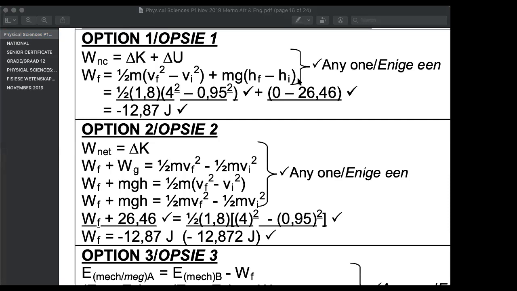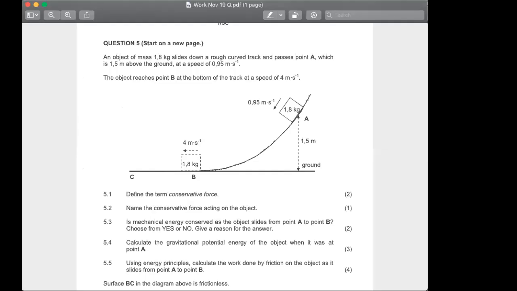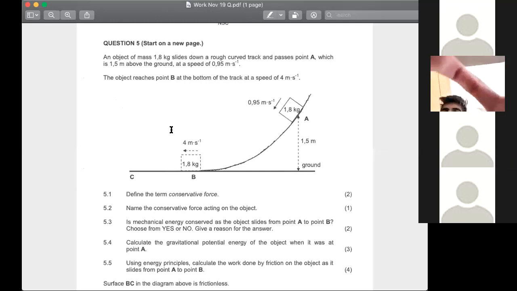I see what you're saying, but just to put it simply, you just have to take it as your gravitational force. If you look here, the object is on a height.